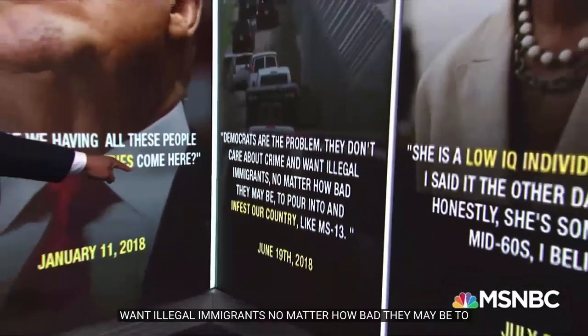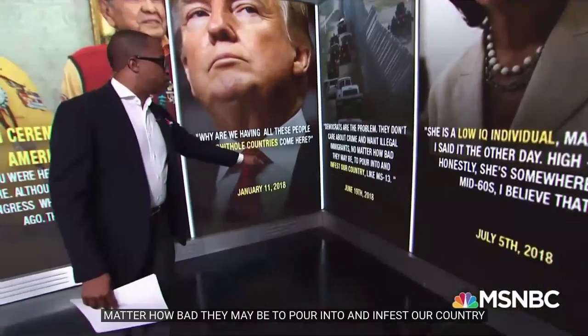Notice that date, June 19th, 2018. That is about 3 days and 3 years after Donald Trump announced his candidacy for the presidency, where he called Mexicans rapists. But infest our country, that now takes the rhetoric to a whole new level, where he is dehumanizing people. And when people are dehumanized, bad things can and have happened.